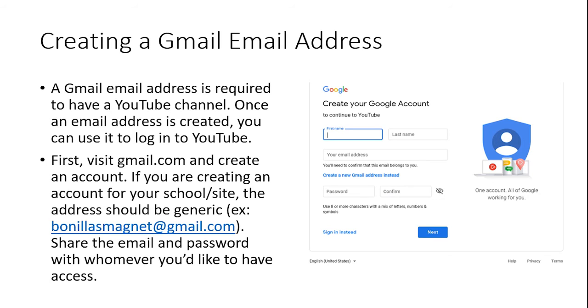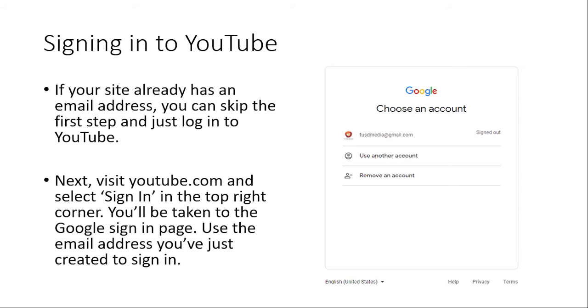First, visit gmail.com and create an account. If you are creating an account for your school or site, the address should be generic. An example is bonillasmagnet@gmail.com. Share the email and password with whomever you'd like to have access. If your site already has an email address, you can skip the first step and just log into YouTube.